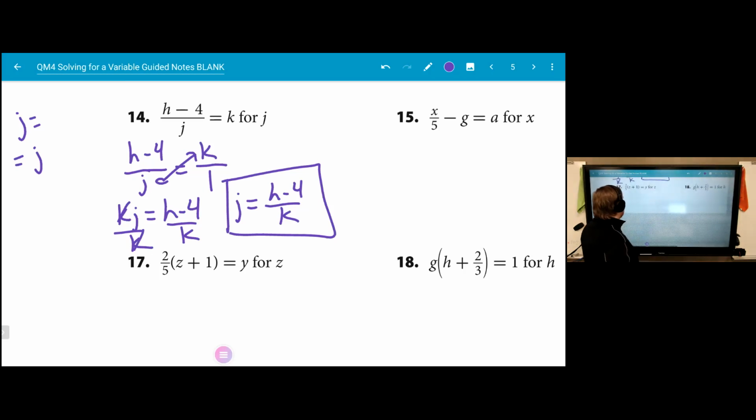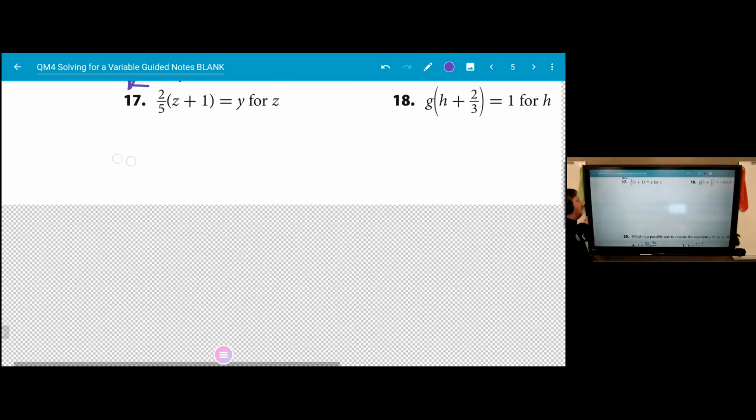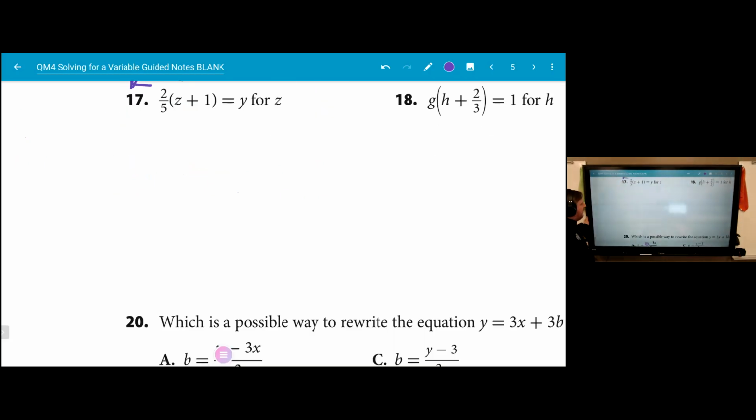Let's go and take a look at 17, because 17 is a very common one here. I'm trying to solve for z. I'm looking at this, I've got 2/5 times in parentheses z plus 1 equals y. Now, knowing this, I'm trying to get z. This looks a lot like a two-step equation like we've already done.